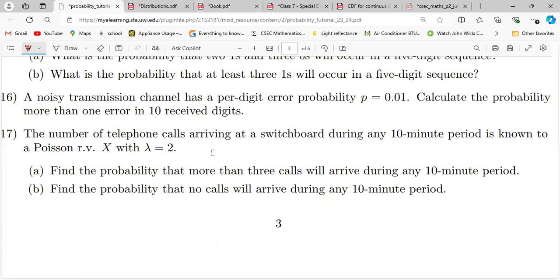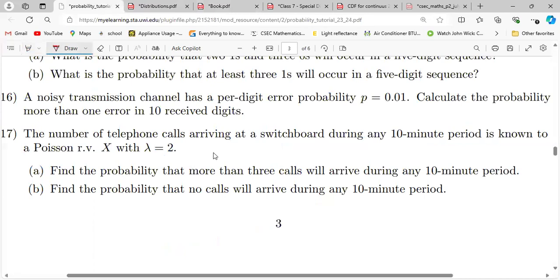So let's write the equation, though we don't have time to do the actual maths. The number of phone calls arriving at a switchboard during a 10-minute period is known to be a Poisson random variable X with parameter 2. So X follows a Poisson distribution with lambda being 2. What is the probability that more than 3 calls will arrive during any 10-minute period?